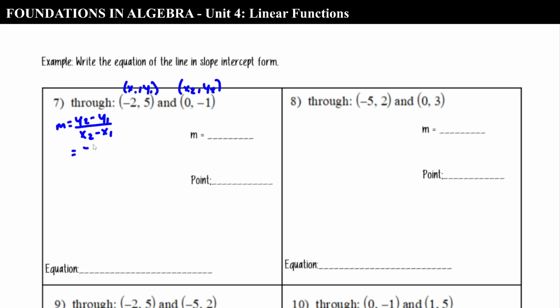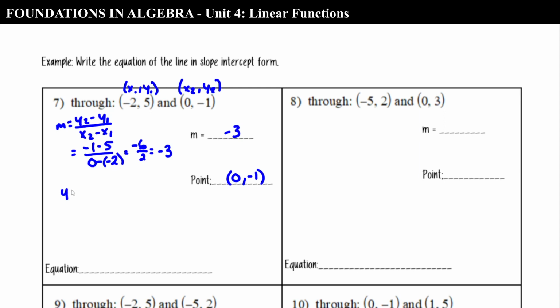y2 is going to be negative 1. y1 is going to be 5. x2 is going to be 0. x1 is going to be negative 2. And so we've got negative 6 over positive 2, so our slope is negative 3. So now we can take our slope and whichever point we want to use. I tend to go with the one that looks like it's going to be easier math-wise. So for this one, this has a 0. I'm going to use this one because a 0 is really easy to work with, because whenever you multiply anything by 0, it just goes away.